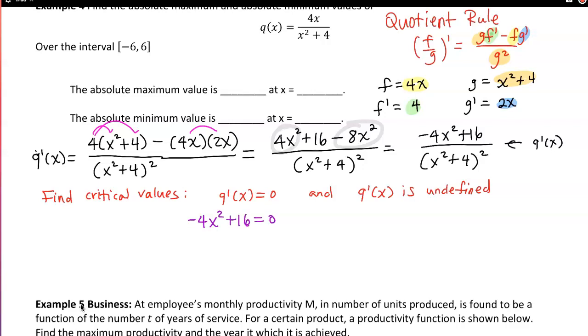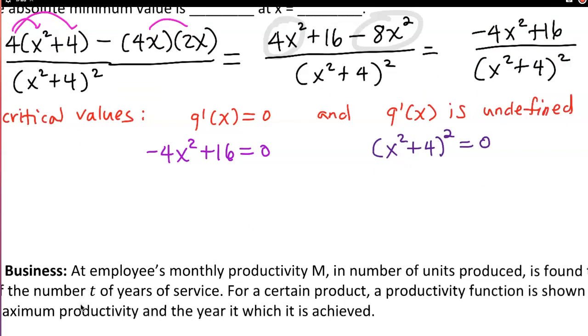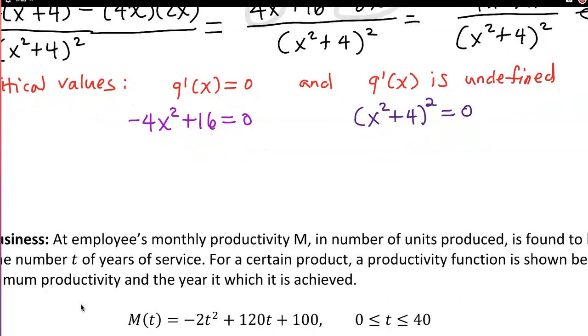On the other side, when is this function undefined? A function is undefined when the bottom of the fraction is equal to 0. So I'm going to have to solve both of these, the light purple and dark purple equations, and they will be my critical values. So let me solve the one on the left.